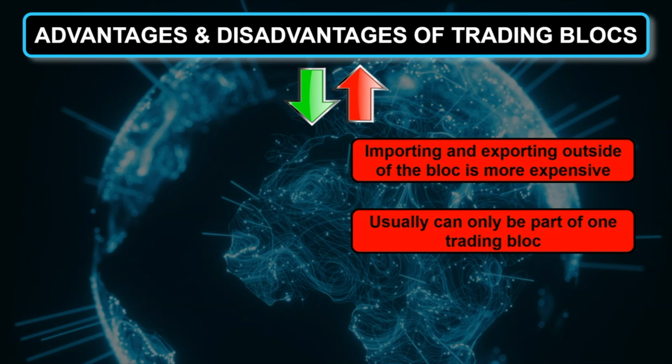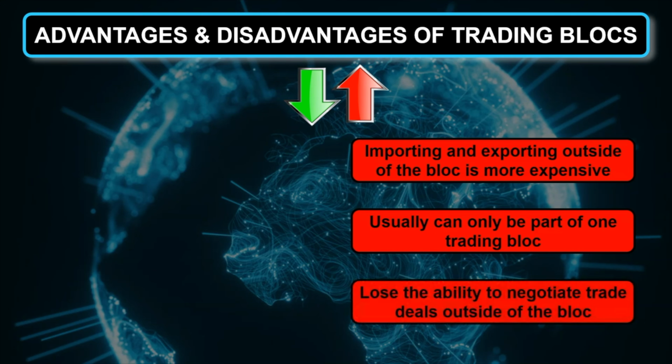As you saw in the examples, NAFTA is in North America, APEC is in Asia, the EU is in Europe, and they all have their own trading blocs. The final disadvantage is that you can lose your ability to negotiate your own trade deals with countries outside of the bloc, as these are normally negotiated by the bloc as a whole.